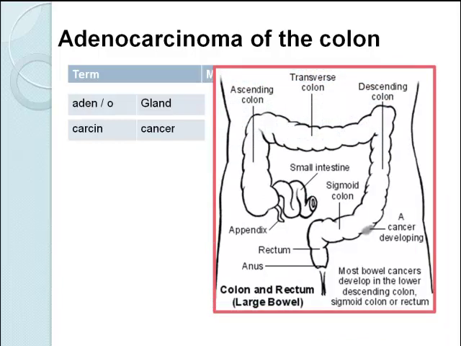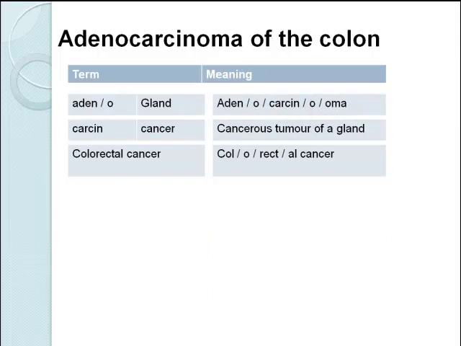On this diagram, you can see the bowel. Towards the bottom of the bowel, in the sigmoid colon, there's a little mark saying there is a cancer developing there. And this is a common place for bowel cancers to occur. Another term for cancer of the bowel would be colorectal cancer. We can break that down. Col relates to the colon, rect, the rectum, al relating to. So it's cancer relating to the rectum and the colon.